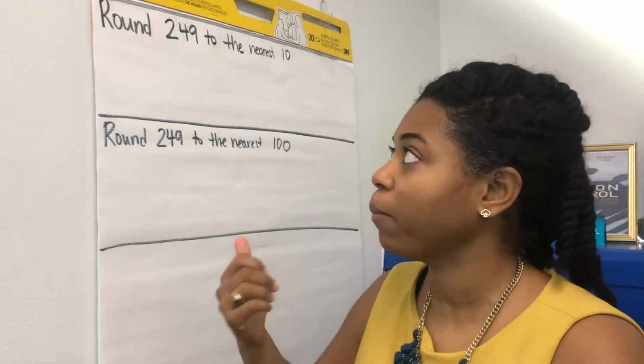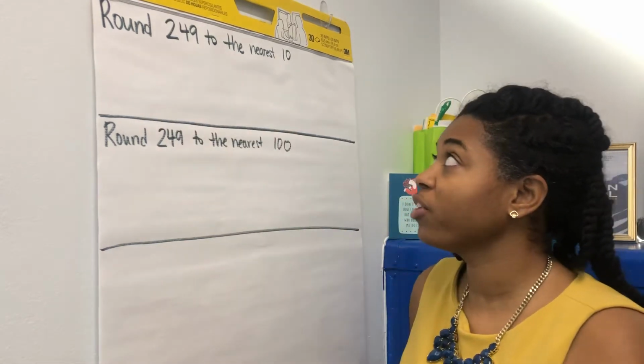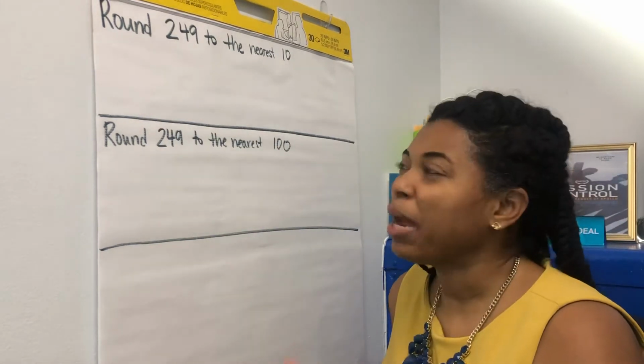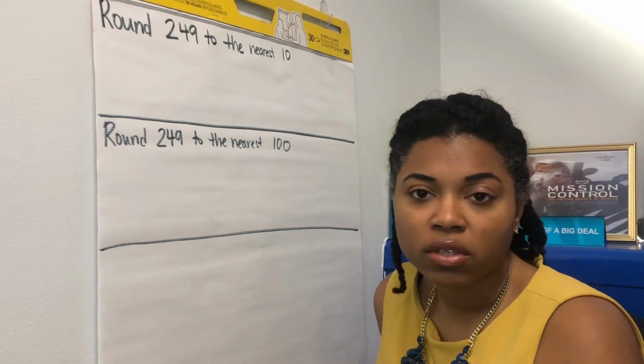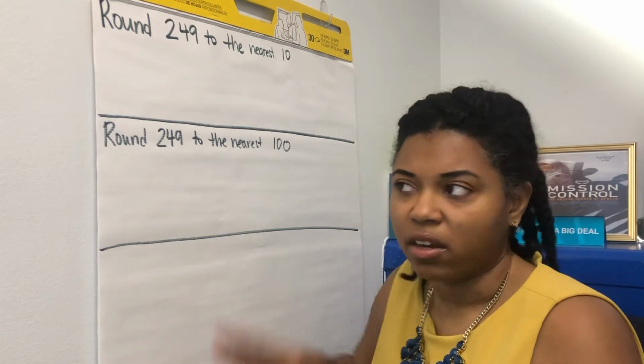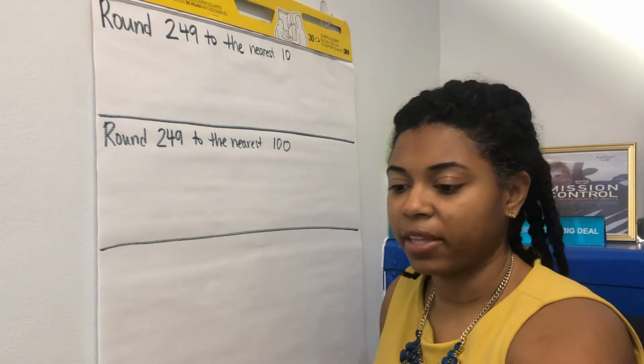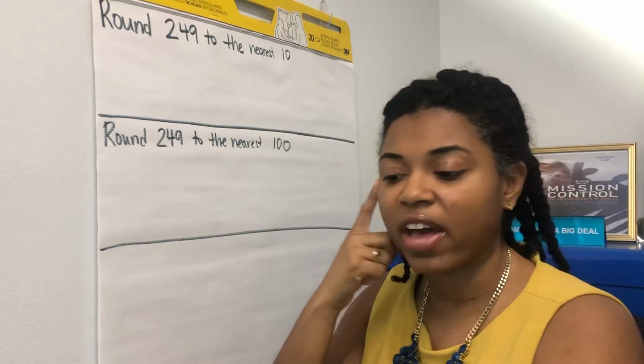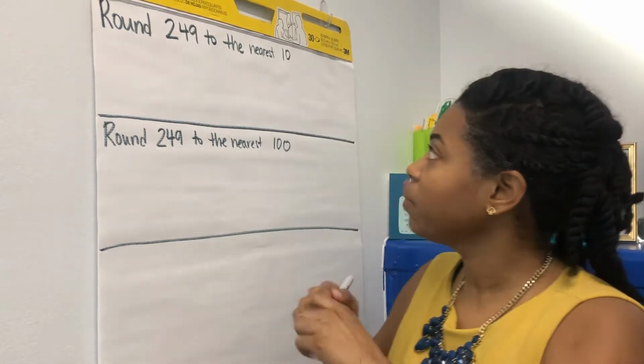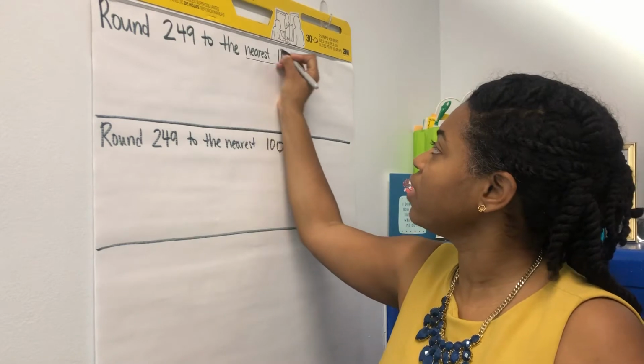Rounding helps us estimate about how much something is. Here's our first rounding problem. Round 249 to the nearest 10. When I'm rounding, I usually use a number line, a vertical or a horizontal number line. First I have to think, what place value am I rounding to? The place value I'm rounding to here is the nearest 10.